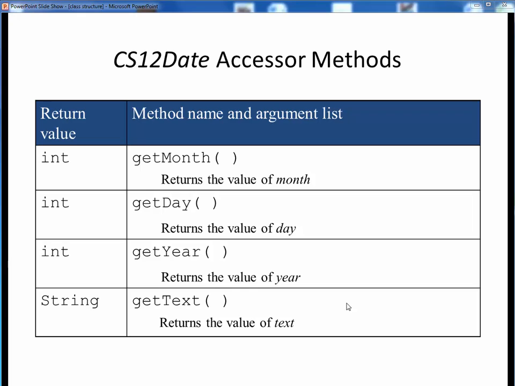Here are all of the accessors for the CS12 date class. The class has 4 instance variables, integer month, day, year, and text, so it has 4 corresponding get methods, one for each. Each accessor takes no inputs and simply returns the value of its instance variable, which is of the type indicated here. By convention, all accessors begin with the word get, followed by their related instance variable. And notice that despite each of those instance variables beginning with a lowercase letter, their accessors maintain camel case naming by capitalizing the first letter of those otherwise lowercase instance variables.